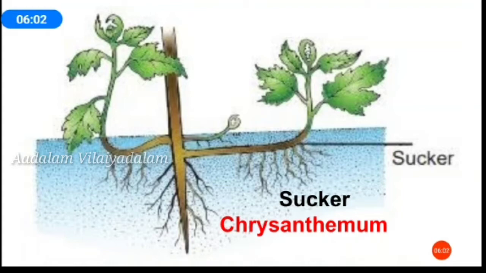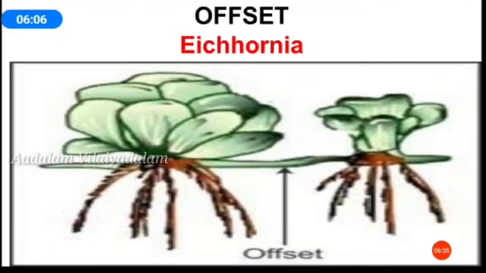So there are four types of underground stems. They are rhizome, corm, tuber and bulb.